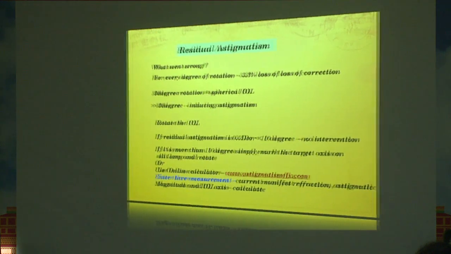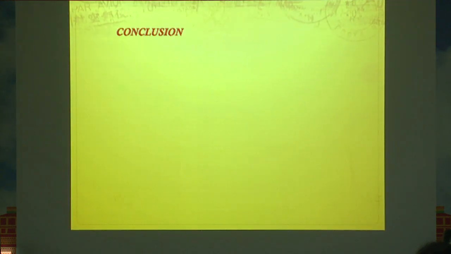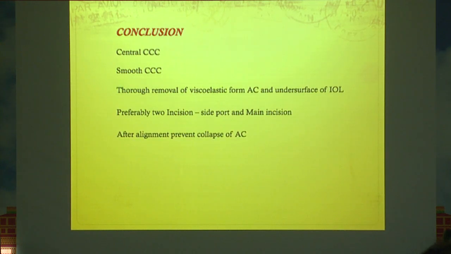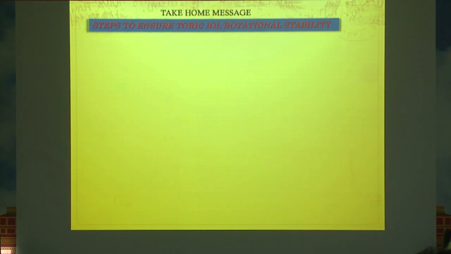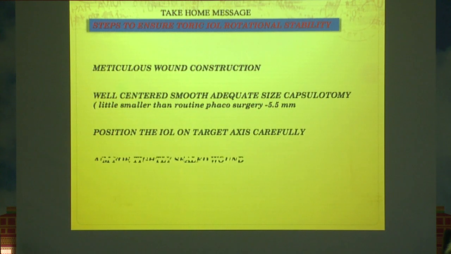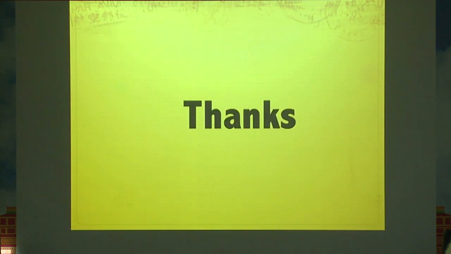So, in conclusion: center the axis, a smooth axis, and thorough removal of viscoelastic from the anterior capsule and under the surface of the IOL. Preferably two incisions, side port and main incision, to prevent collapse. After alignment, prevent collapse of the anterior chamber. Always stay 2 to 3 degrees short of the desired axis, so you can rotate later on. Meticulous wound construction, a well-centered, smooth, adequate size capsulotomy, positioning of the IOL on the target axis, and aim for a tightly loaded eye, not high IOP. Thank you for the patient hearing.